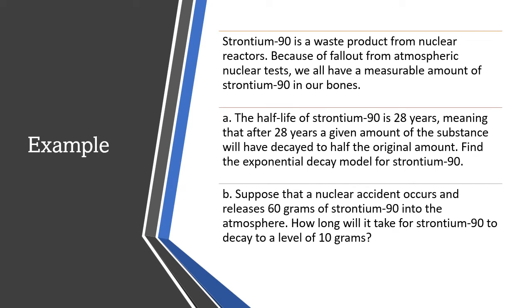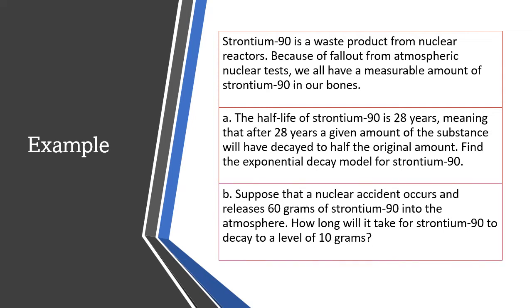We have another example. Strontium-90 is a waste product from nuclear reactors. Because of fallout from atmospheric nuclear tests, we all have a measurable amount of strontium-90 in our bones. The half-life of strontium-90 is 28 years, meaning that after 28 years, a given amount of the substance will have decayed to half the original amount. We need to find the exponential decay model for strontium-90. Also in part B, suppose that a nuclear accident occurs and releases 60 grams of strontium-90 into the atmosphere. How long will it take for strontium-90 to decay to a level of 10 grams?